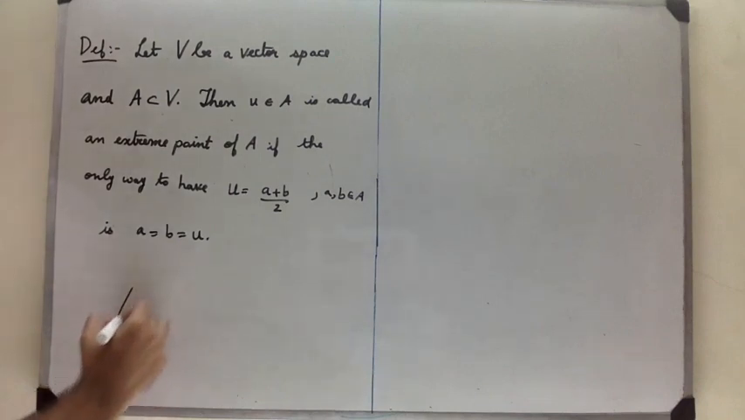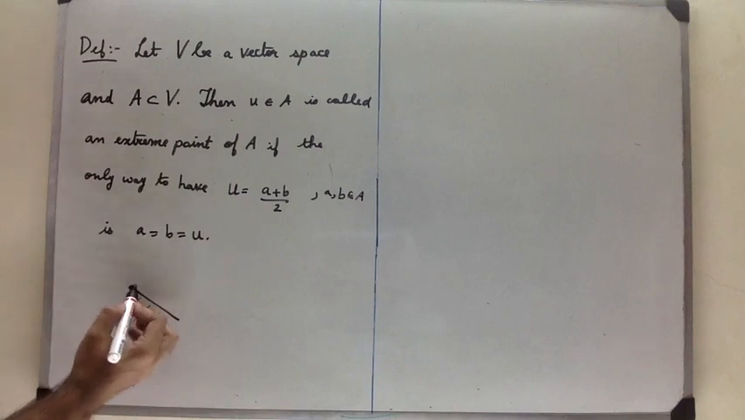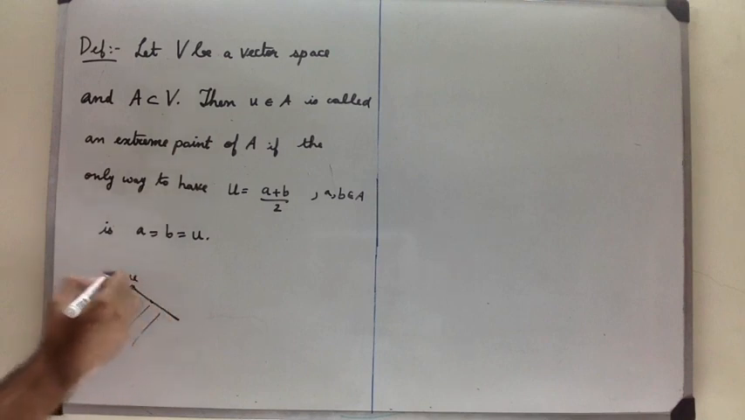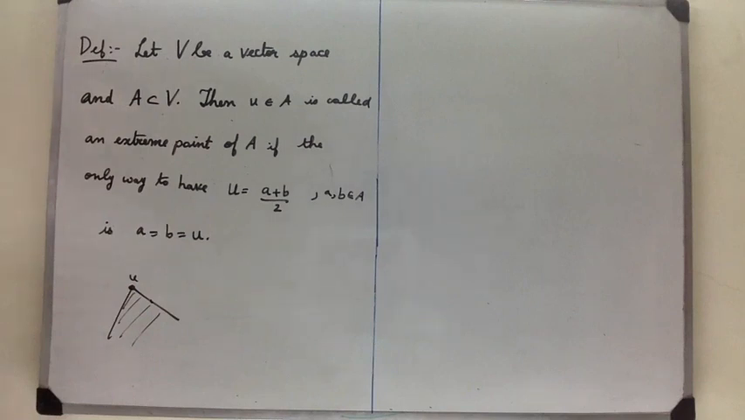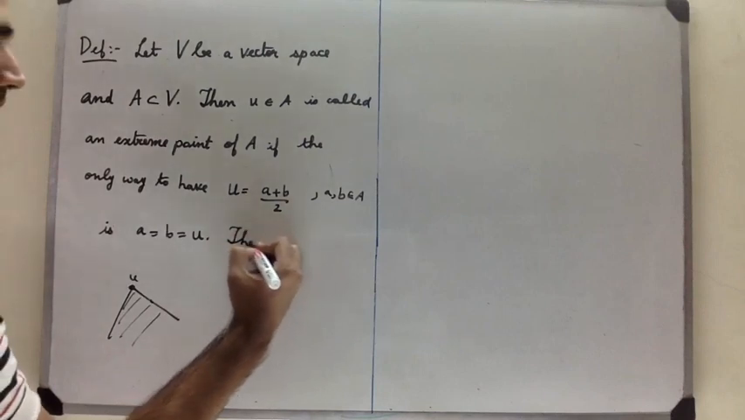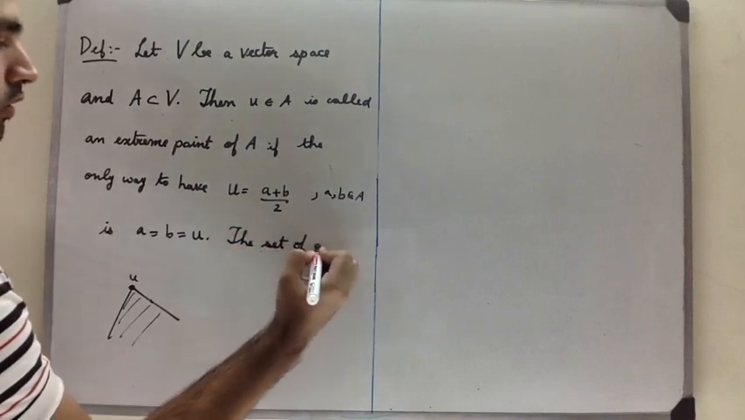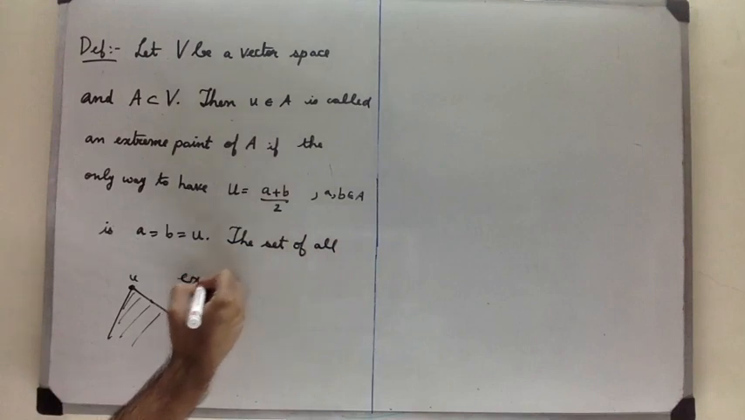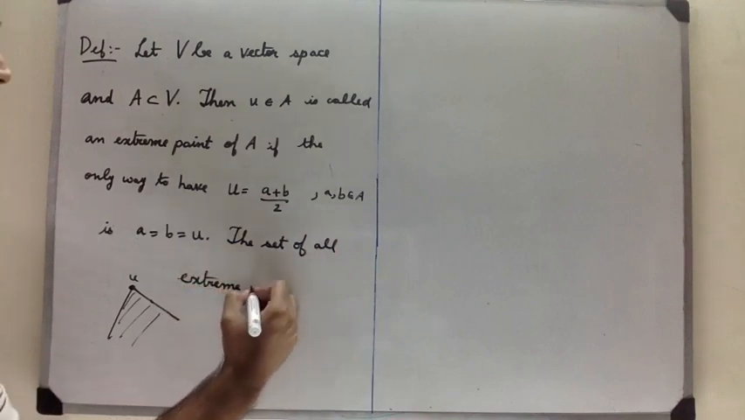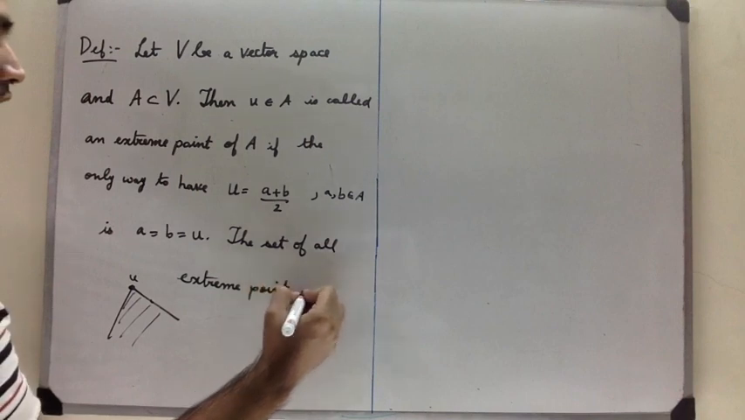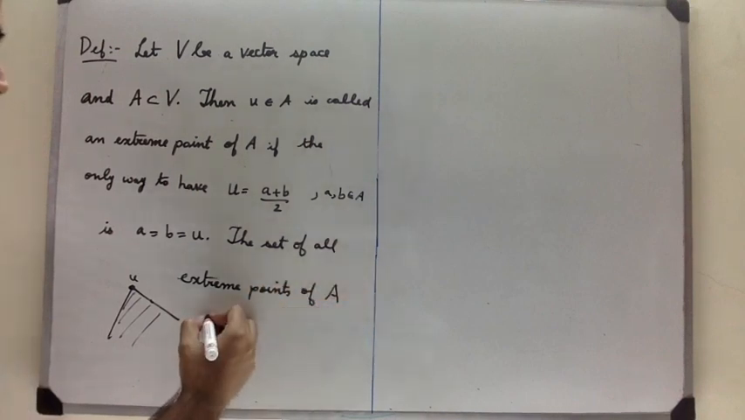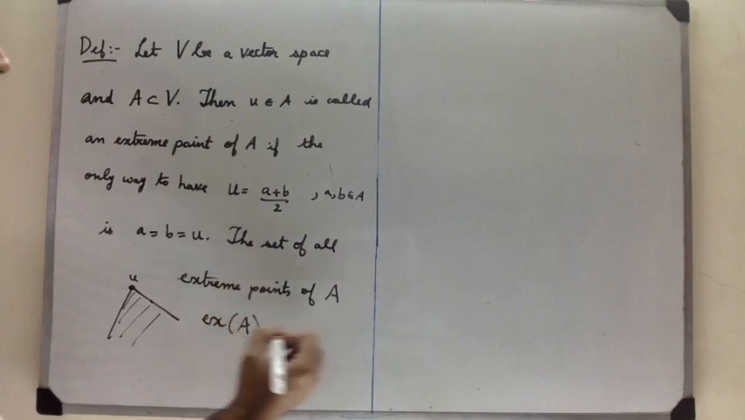For example, if you have a set with a pointed structure like this, then this will be an extreme point because there's no way to take two other points in the set and write this u as its midpoint. The set of all extreme points of A is denoted by this symbol.